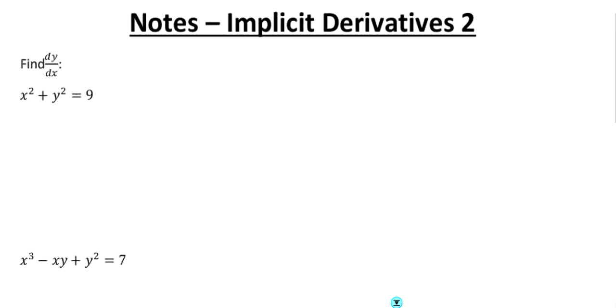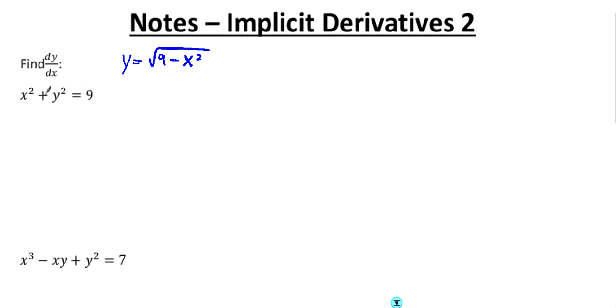So for instance, this equation right here is the equation of a circle: x squared plus y squared equals 9. Now you could rewrite this as y equals the square root of 9 minus x squared and take the derivative explicitly. Okay, and we'll talk about why that doesn't necessarily work so well in just a minute. So we're going to take this derivative implicitly.